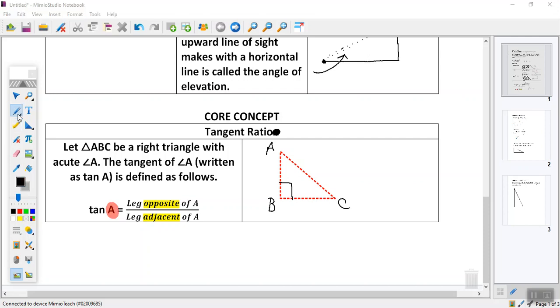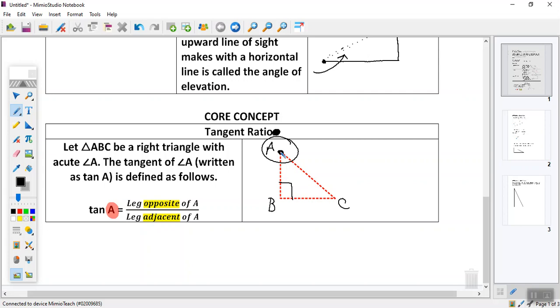Okay, you are here. When they say tangent of angle A, everything references from this vertex right here. It's basically saying that's where you are standing to start with. Now, what that says is this: the tangent ratio is the leg that is opposite of A compared to the leg that is adjacent to A, or leg opposite over the adjacent leg.